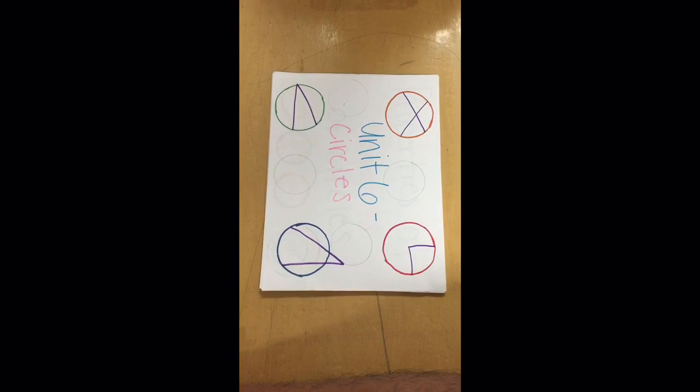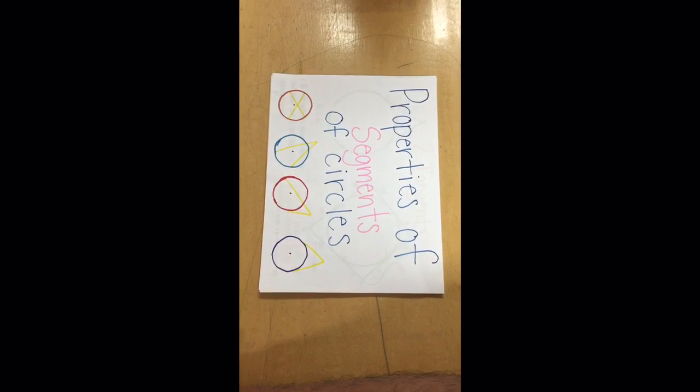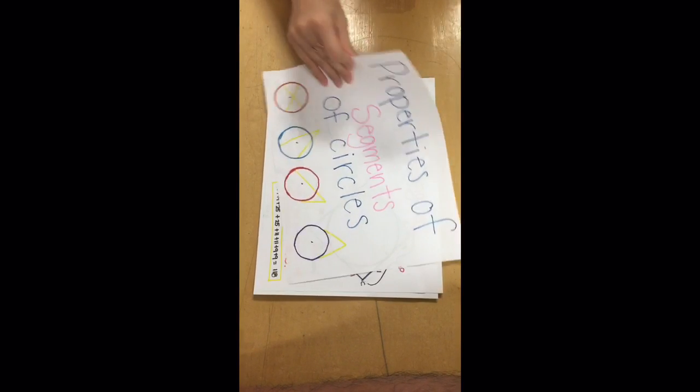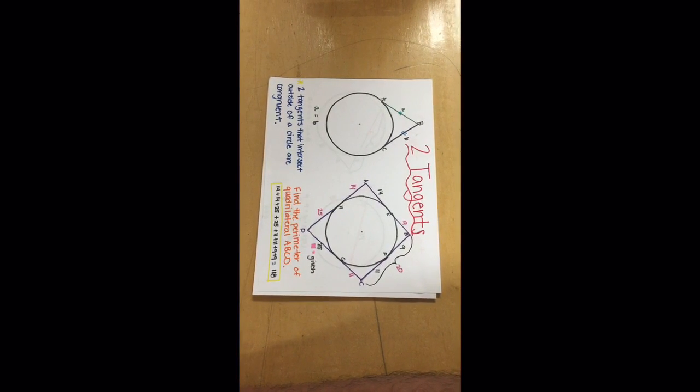Okay. Our section is Unit 6, Circles. Properties of segments of circles. Two tangents. Two tangents that intersect outside of a circle are congruent. In this example, A is equal to B.